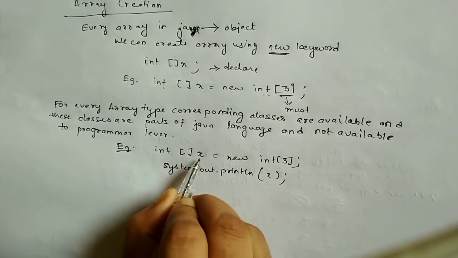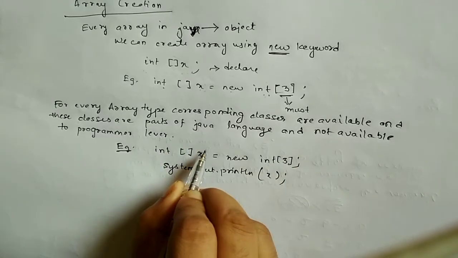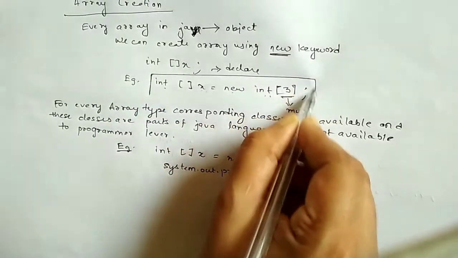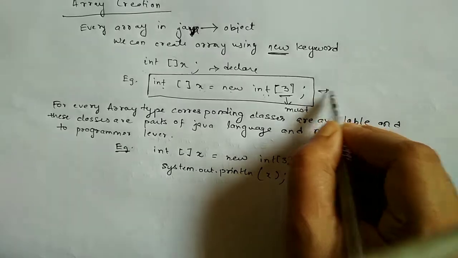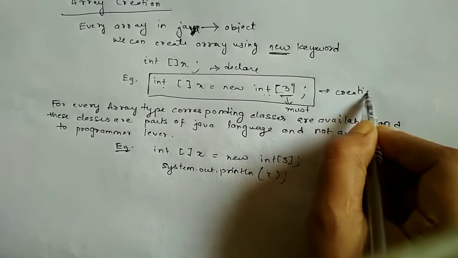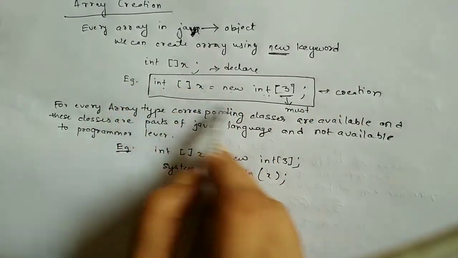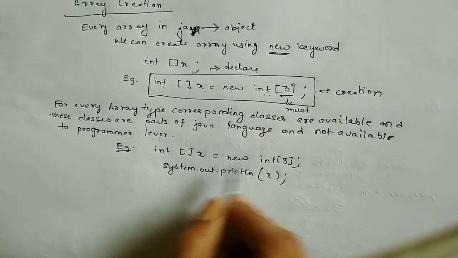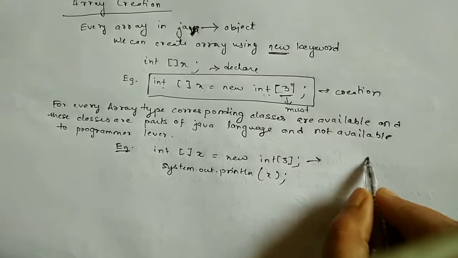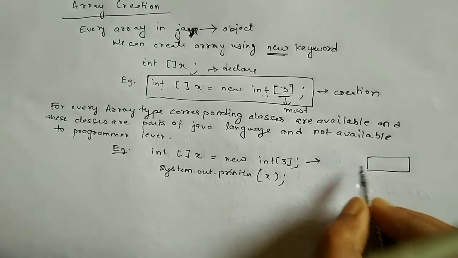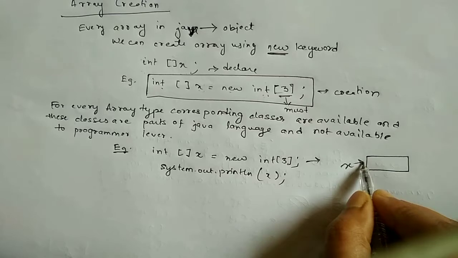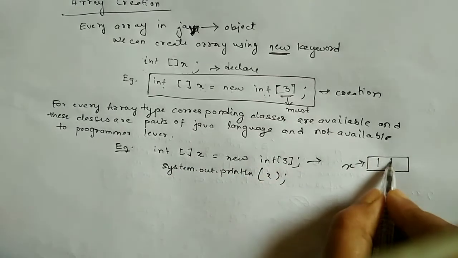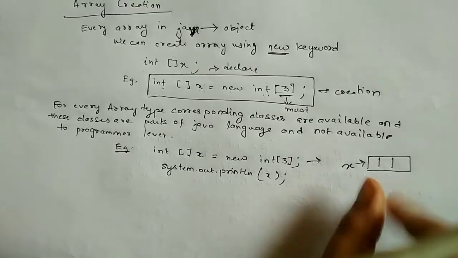Let me clarify it more. Here, this is the declaration part and this whole is the creation part. This is how we can declare, and this is how we can create an array variable. After the declaration, we get a variable. This is the variable x, and it is of size 3. So this is how it is created.